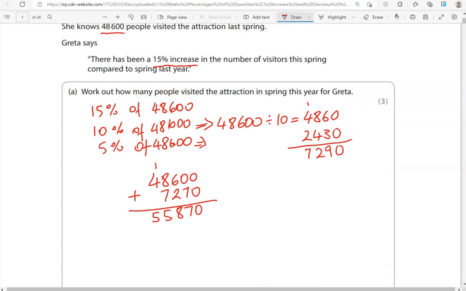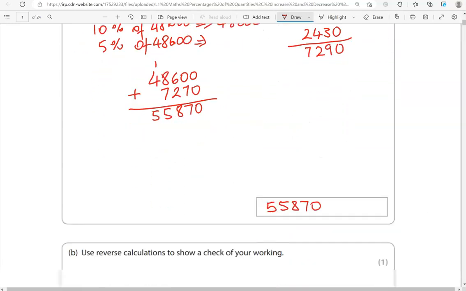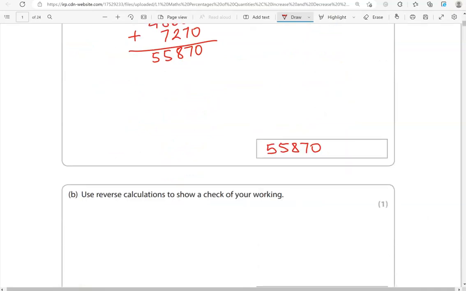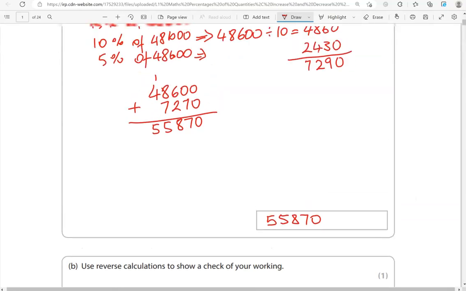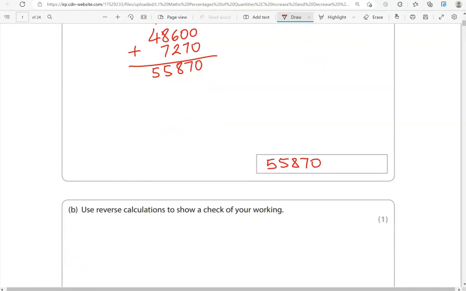Going back to the question, work out how many people visited the attraction in spring this year for Greta. And that's what we've just done. Now use reverse calculations to show a check of your working. We can do the check on any of the steps that we've taken. So here, for example, I did 48,600 add 7,270, which gave me 55,870. So if I reverse this, I can do 55,870, take away 7,270. Does it give me 48,600? That's a way of checking. So as long as we check just one of the steps, we get the mark for this.